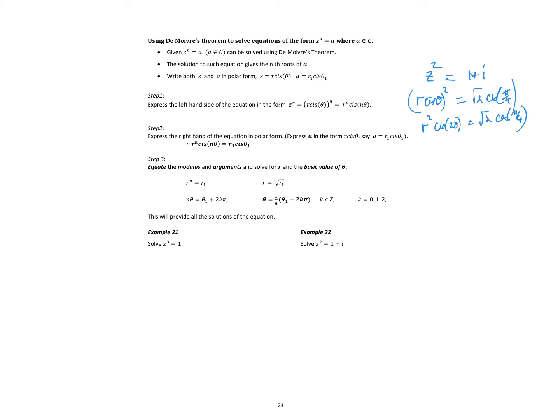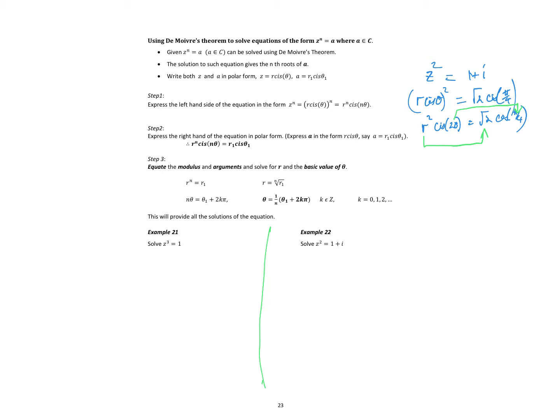And then what we do is we equate. For these two terms to be equal, it means r squared has to be the same as root 2 and 2 theta has to equal pi on 4. And then we find some solutions. So let's have a look.